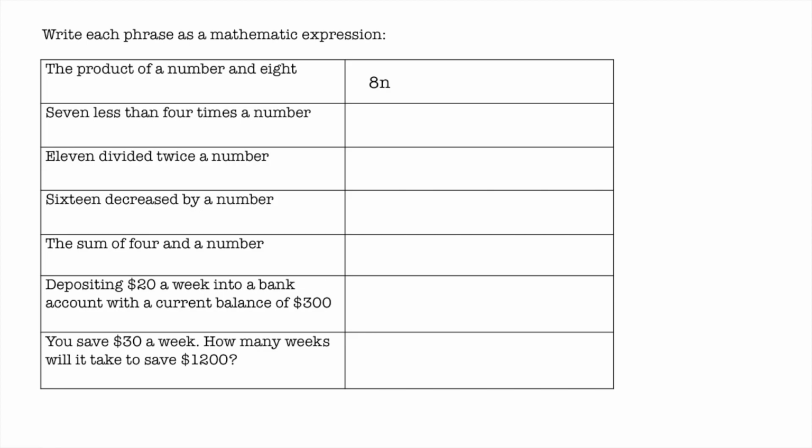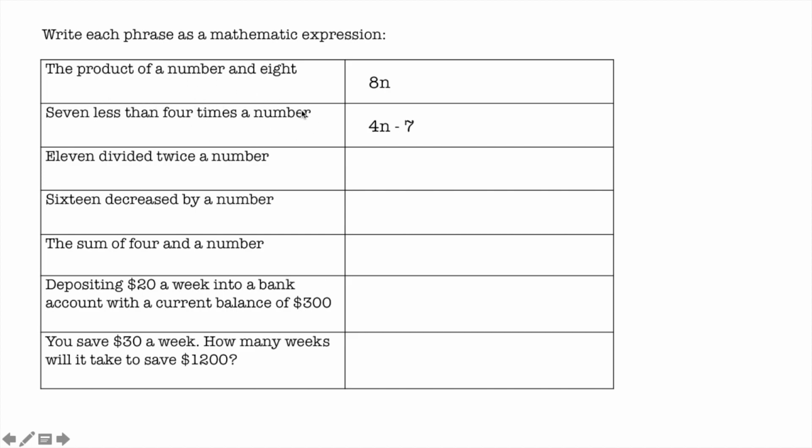Then the next one says 7 less than 4 times a number. Well, less than means subtraction. Times means times. So we have two operations going on in this one. So 7 less than 4 times a number. So let's start with the 4 times a number, which is 4n, and then subtract 7 from that. So 4n minus 7.